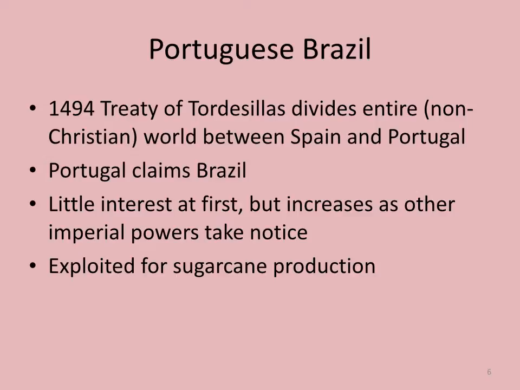Now, Portugal is going to be conquering territories as well. They're going to conquer a territory called Brazil. The reason why this is the only place they conquer is because the 1494 Treaty of Tordesillas is going to divide the world between Spain and Portugal to keep them from fighting with one another. Portugal is going to claim Brazil, which is right on the dividing line. However, once they first take over Brazil, they have little interest in it until they realize, oh, they can exploit this for the new cash crop of sugarcane.